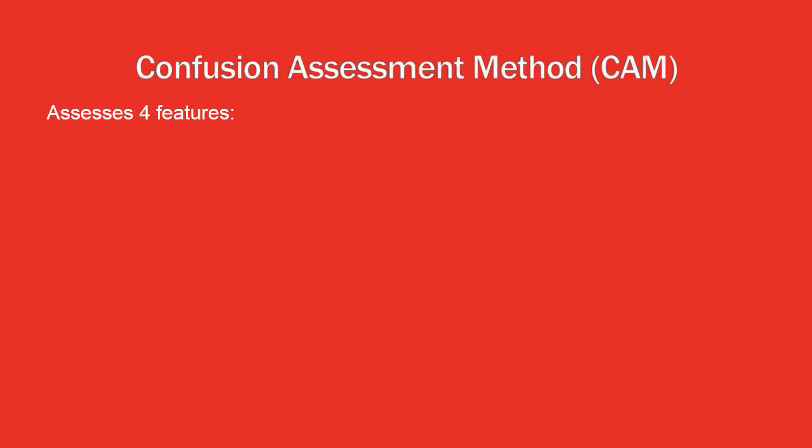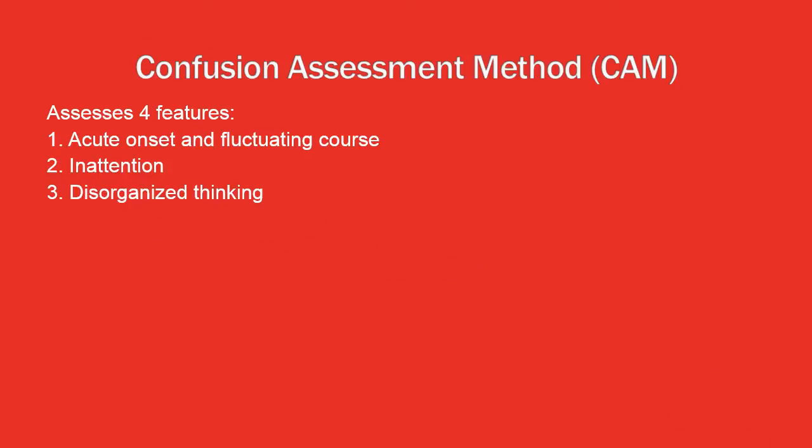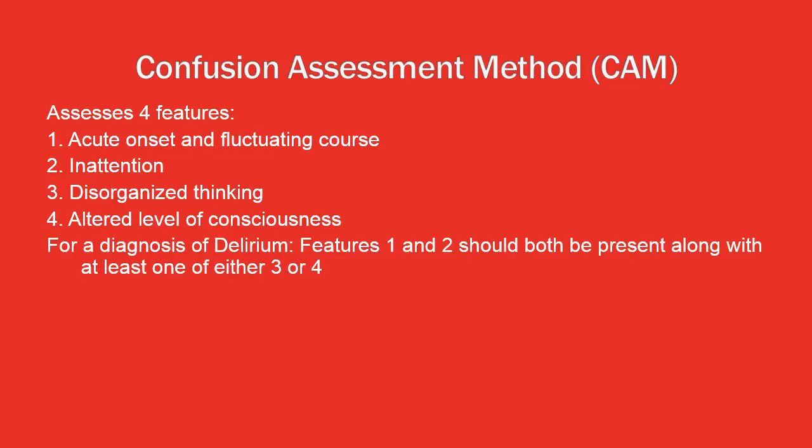So the CAM assesses four features: acute onset and fluctuating course, inattention, disorganized thinking, and altered level of consciousness. For a diagnosis of delirium, features 1 and 2, namely acute onset and fluctuating course and inattention, should both be present along with at least one of either 3 or 4.